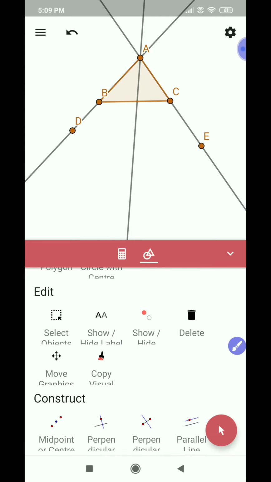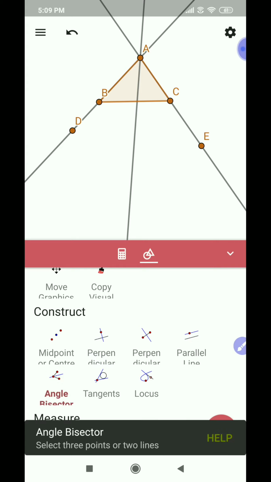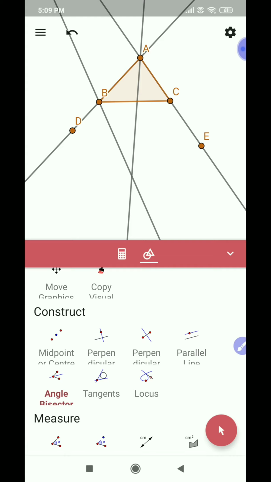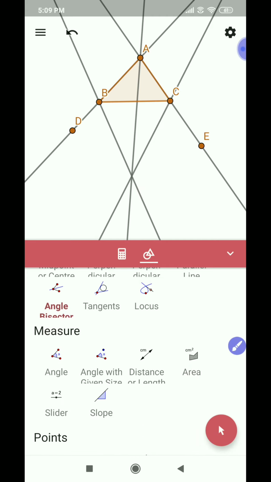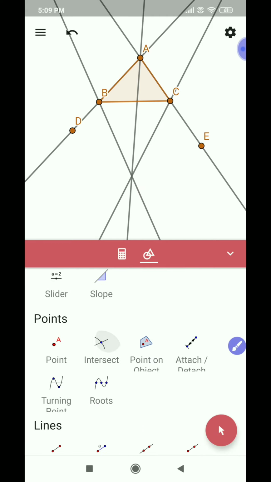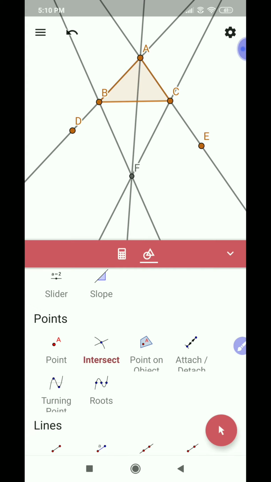Now, again construct an angle bisector of the external angle B. Again construct the angle bisector of the external angle C. What is your observation? Yes, they are concurrent. Let us name the concurrent point F. This concurrent point F is called the excenter.